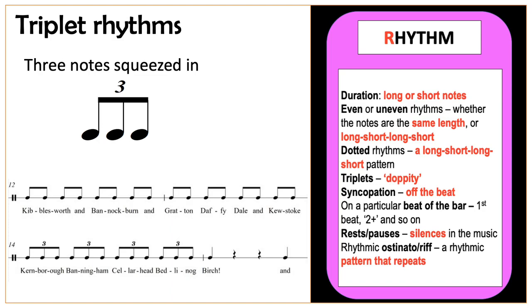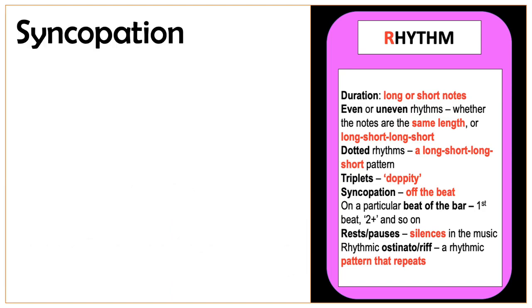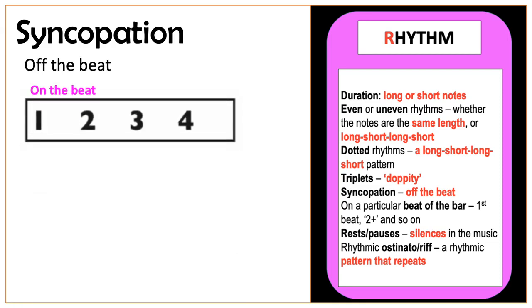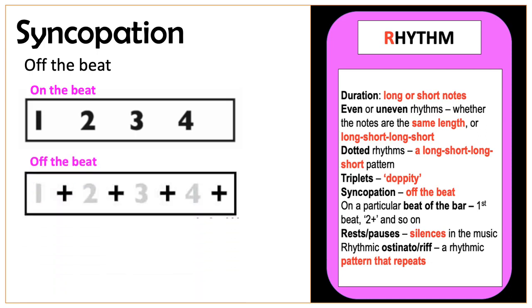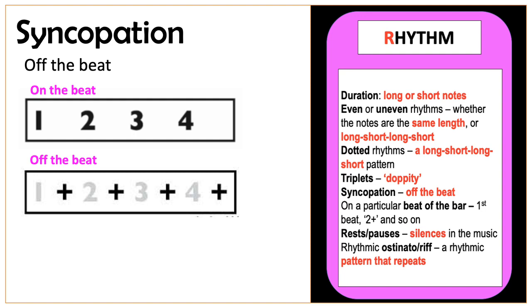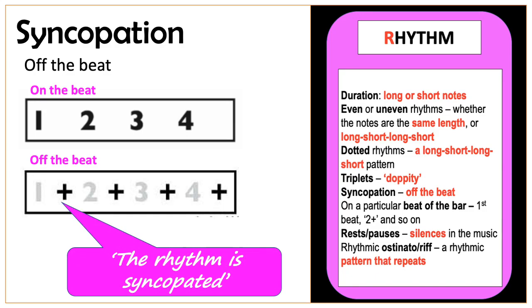Syncopation means notes that are off the beat. So if we're playing on the beat, we're playing in time with the counts. 1, 2, 3, 4. If we're playing off the beat, we're playing in between the counts. 1, 2, 3, 4. 1, 2, 3, 4. We would say here the rhythm is syncopated.